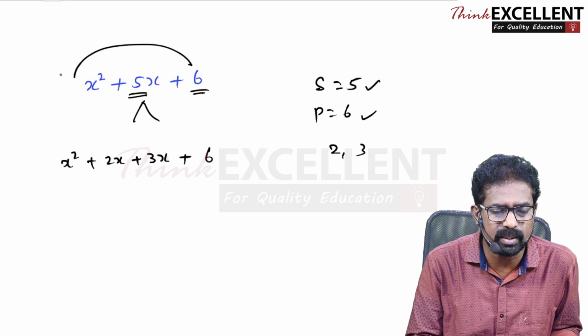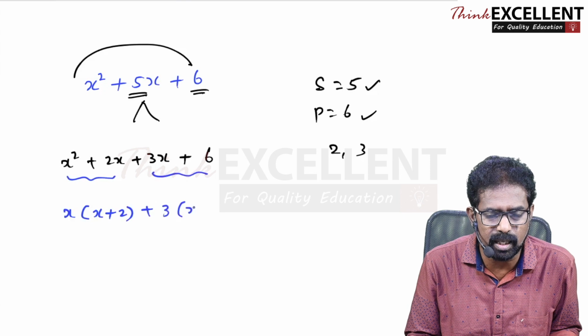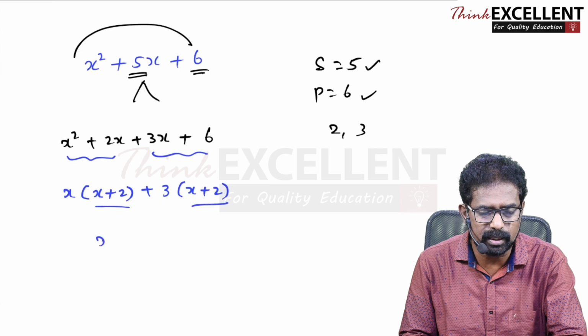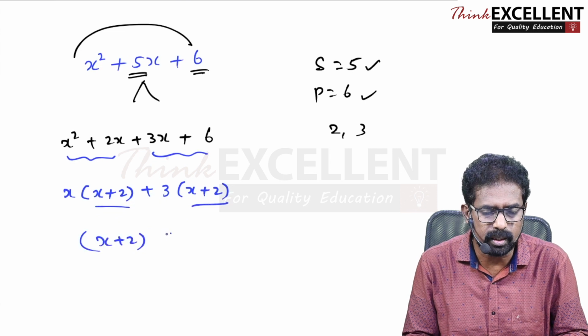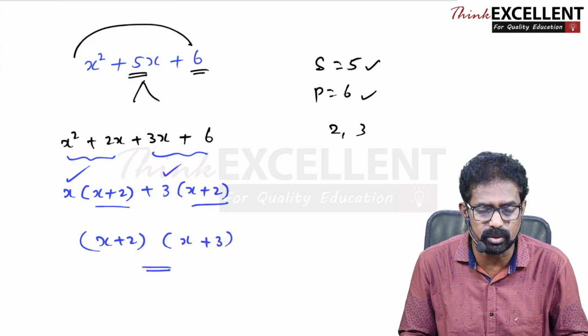Now grouping. The first two you group. Take what is common. x is common, so you'll get x into x plus 2, plus the last two. You can see 3 is common, again x plus 2. Now x plus 2 is common in both. So take that x plus 2 outside. What is left out here? x. Here what is left out? Plus 3. If nothing is there, you write 1 there. Okay. So like this you can factorize.